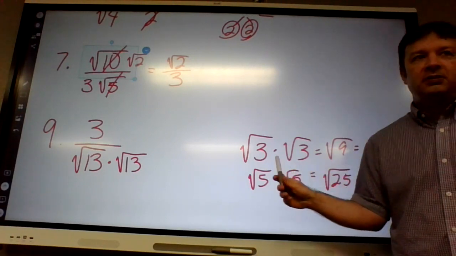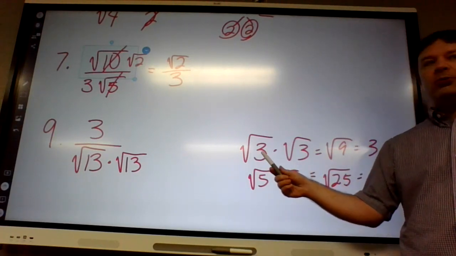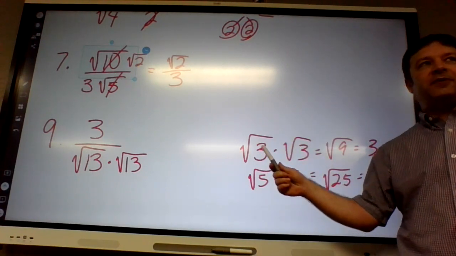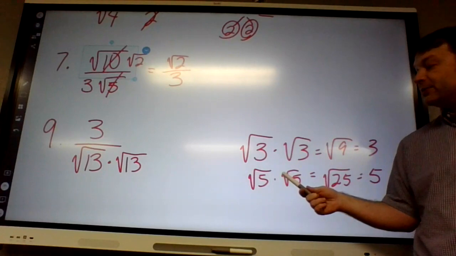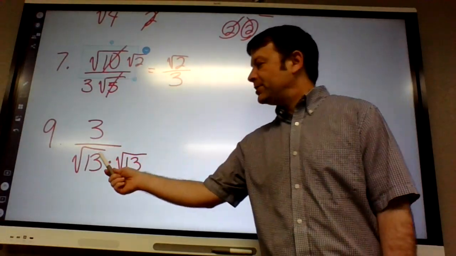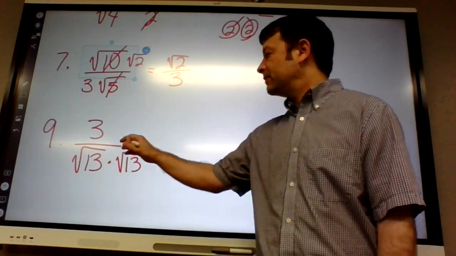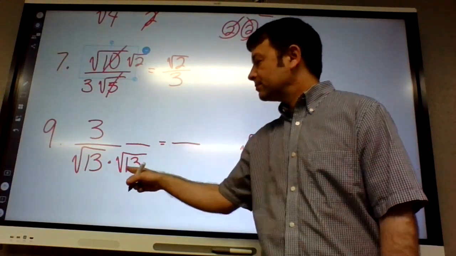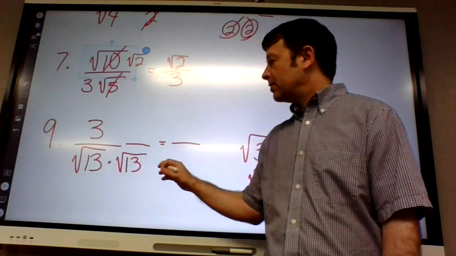Because that's how the math works. When you square a square root, when you take a number times itself and then square root it, it cancels out. So whenever you take a square root times itself, it becomes the number. What's this going to be? 3 over 13.